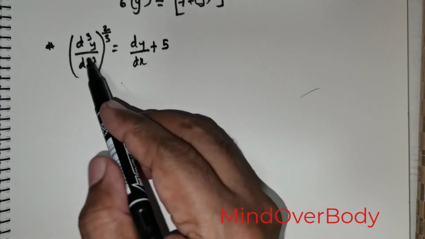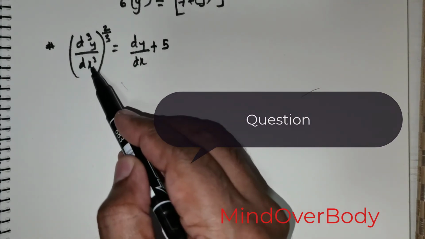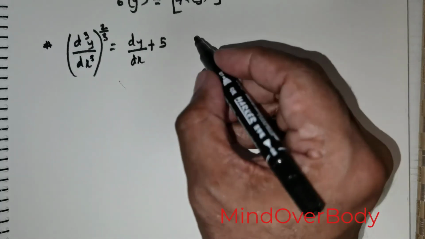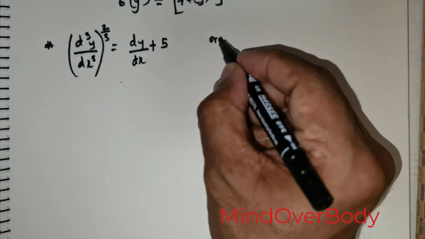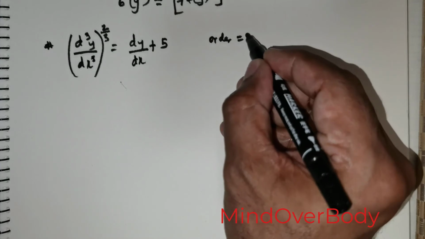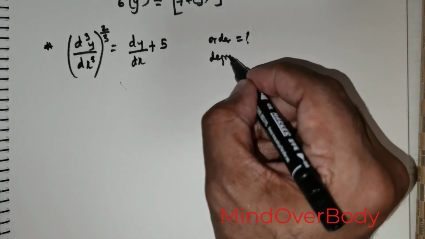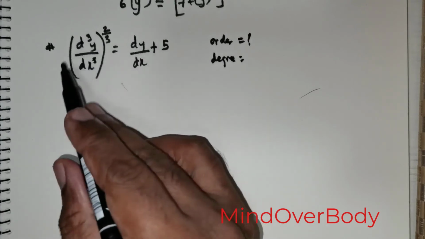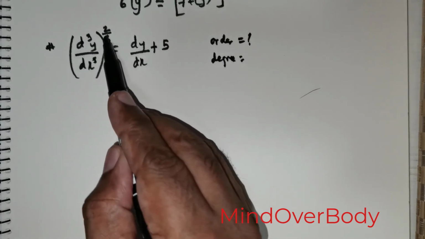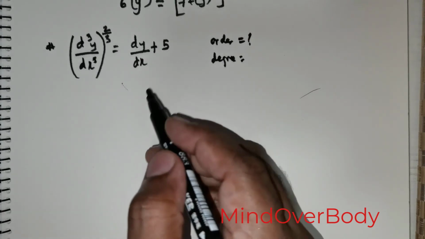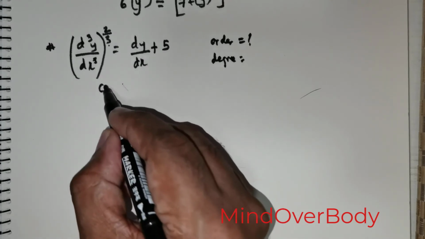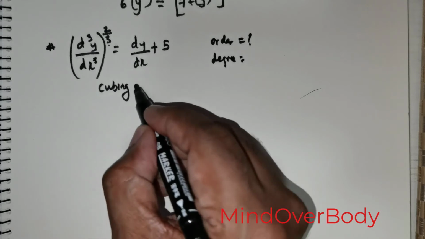Students, we are given this question: (d³y/dx³) raised to the power of 2 over 3 is equal to dy/dx plus 5, and we are expected to find the order and the degree. Now foremost, the best thing to do is to get rid of this fractional power and then write it in polynomial form. So for that I need to remove this 3. So I would be cubing both sides.